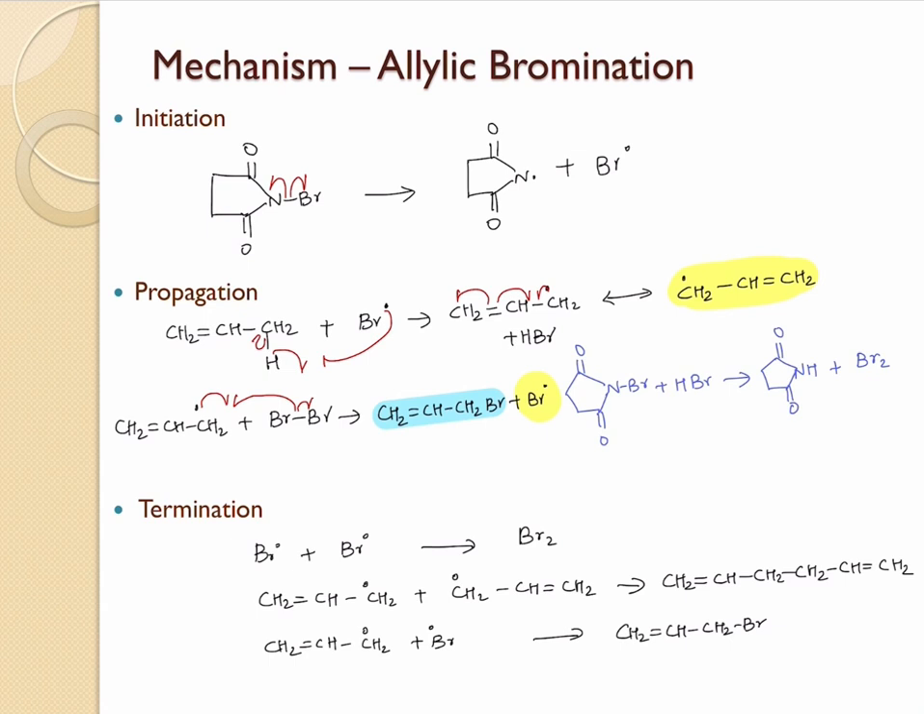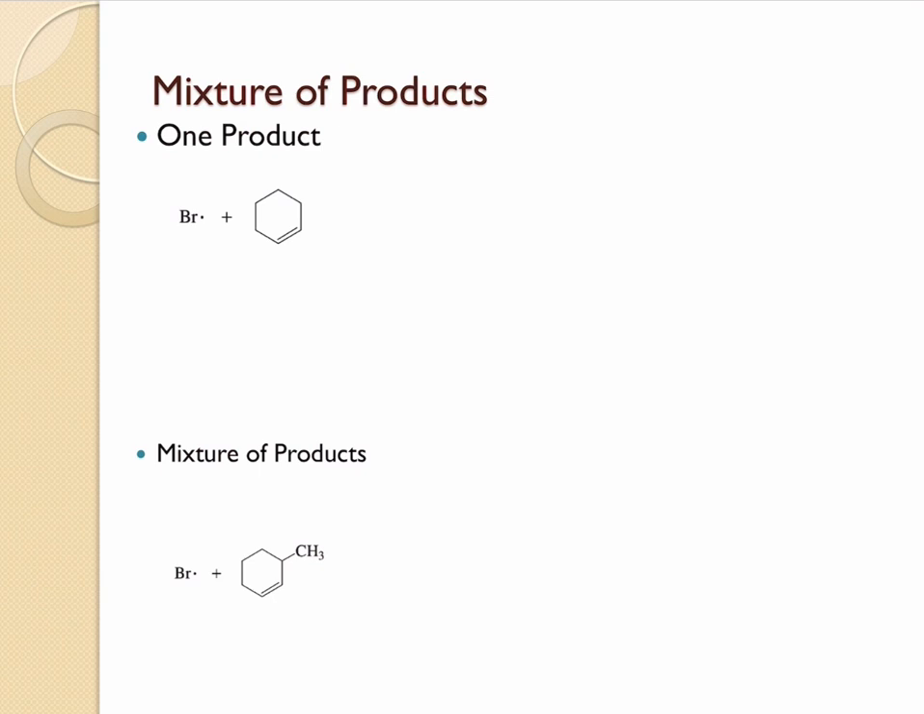In the termination step, two bromine radicals can come together to form the bromine molecule, and two allyl radicals can come together to form a bond between carbon and carbon, to form a sigma bond between carbon and carbon. And an allyl radical and a bromine radical can come together to form a compound. The allylic brominations can sometimes give rise to two different products depending upon the type of resonance contributors that it is forming during the process.